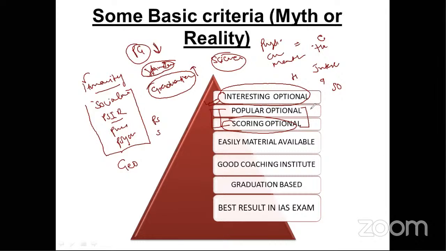ठीक है, तो ये दो जो पॉइंट्स है इसको हम लोग कंसिडर उतना नहीं करते. Easily material available. Okay, this is again an important point, because if you have chosen optional subject anthropology, okay, you have chosen anthropology as an optional subject, but material is not available, then again it will be a problem for you. So material availability is very important again here. Okay, good coaching institute, obviously a good coaching is required to complete your entire optional paper.